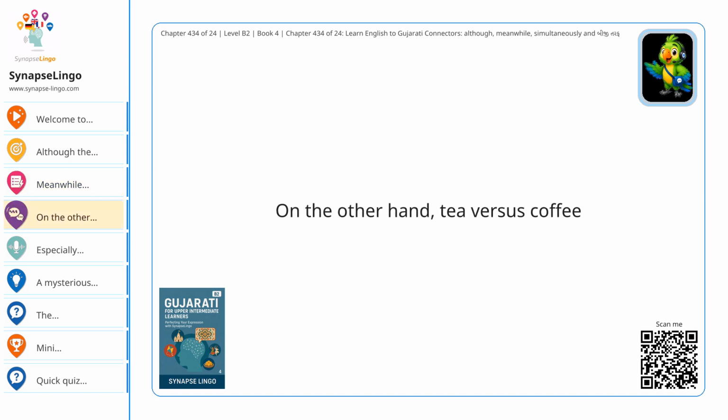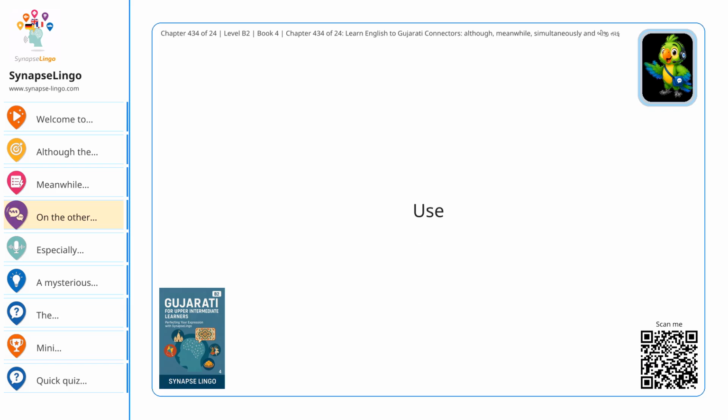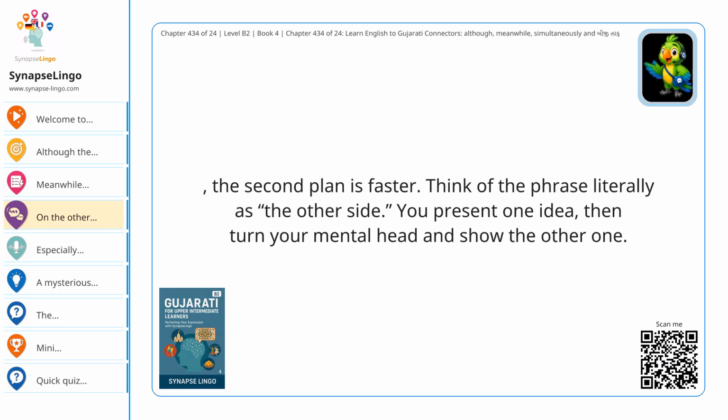On the other hand, tea versus coffee. You can't learn contrast without a dramatic comparison. So naturally, we must discuss the ancient conflict of tea and coffee. Use this for on the other hand. Example: I like tea. On the other hand, my brother prefers coffee. No family is ever fully prepared for this kind of division. Another example: the first plan is cheap. On the other hand, the second plan is faster. Think of the phrase literally as the other side. You present one idea, then turn your mental head and show the other one.